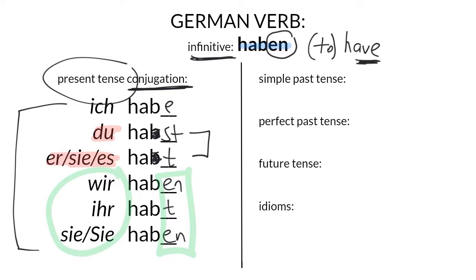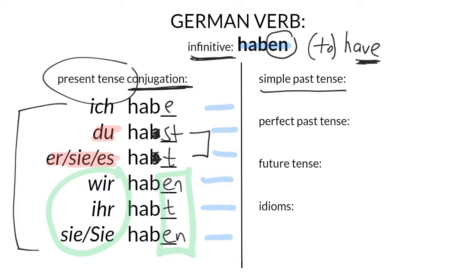So we just say, ich habe, I have, du hast, you have, er, sie, es hat, he, she, it has. Wir haben, we have, ihr habt, you plural have, and sie haben, they have, or you formal have.